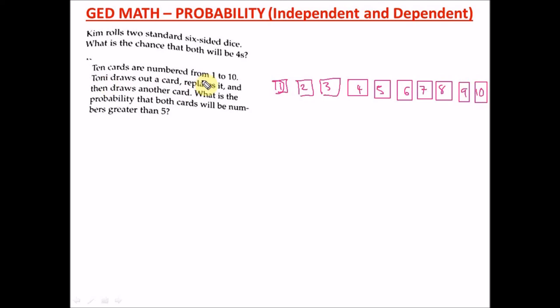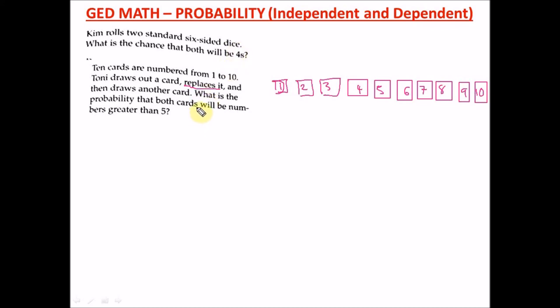Tony draws out a card. She draws out a card, replaces it. See this? You can see this keyword now, replace. So it means when Tony drew out the card, the event became dependent. But immediately she replaced it.